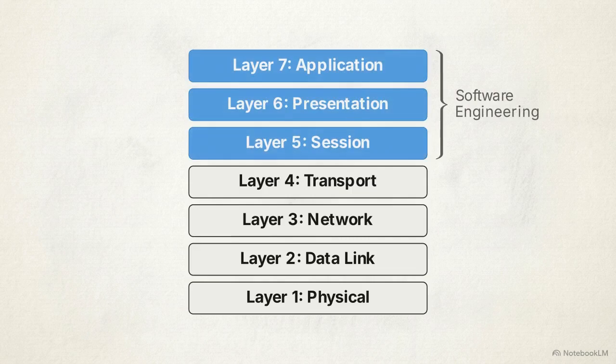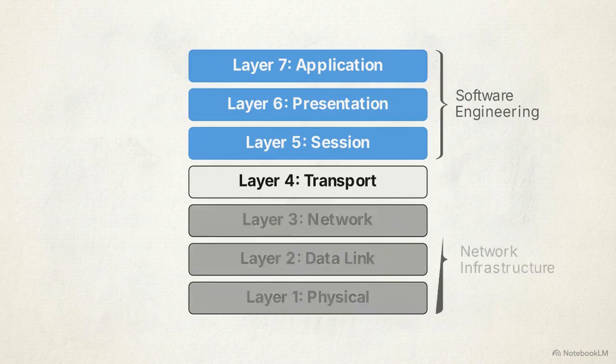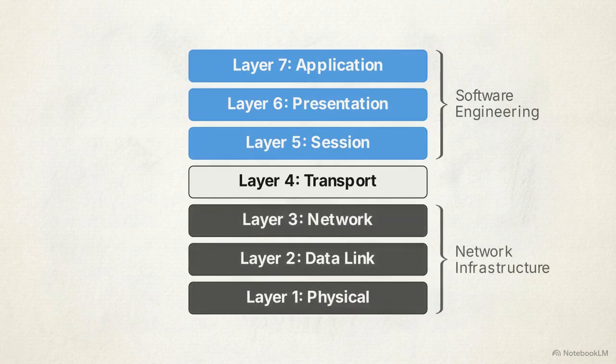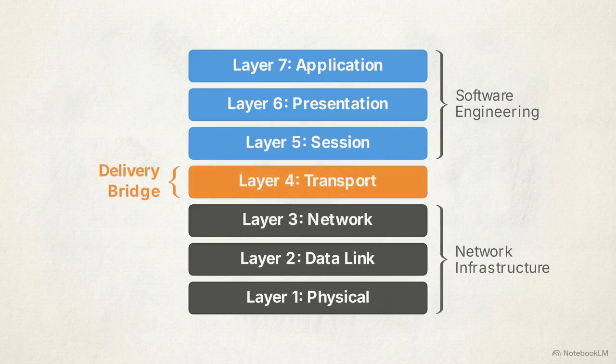These are primarily the domain of software engineering, handling the direct interactions between user applications and the network. The bottom 3 layers handle the physical and logical transmission of data across the network infrastructure. Sitting exactly in the middle is the transport layer, acting as the critical delivery bridge between the software generating the data and the infrastructure moving it.